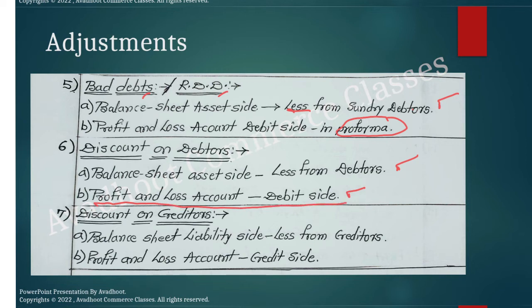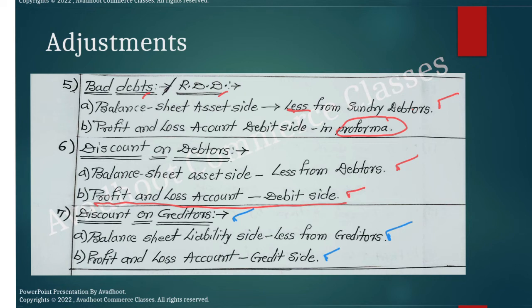Then discount on creditors, opposite to discount on debtors. That is, whenever creditors, meaning those we owe to somebody else, are not paid fully, we are paying a lesser amount. Am I right? As our creditors are allowing us discount, it means balance sheet liability side, less from creditors. Our creditors are going to be reduced, and whenever we are paying less to somebody else, it is our profit, and that's why it goes to the profit and loss account credit side, isn't it?